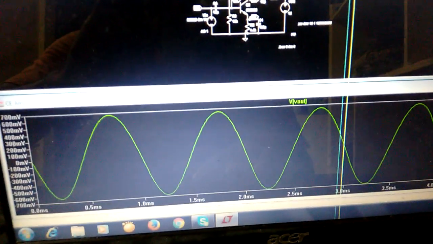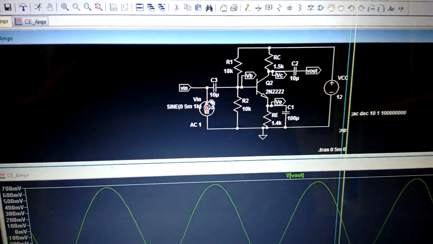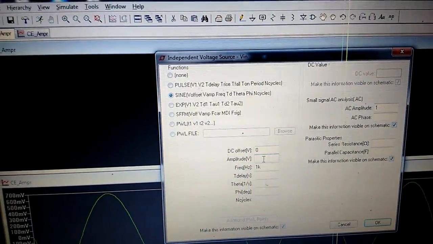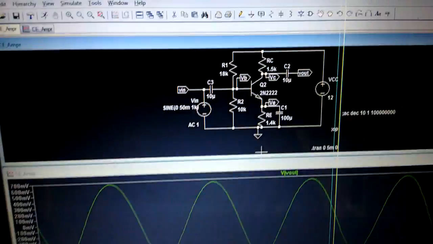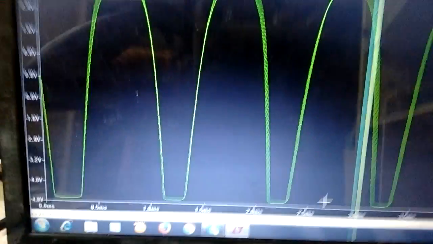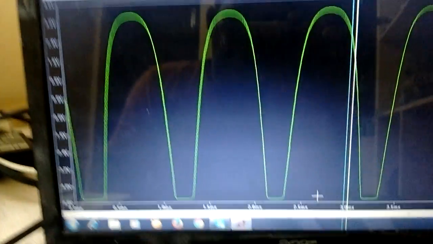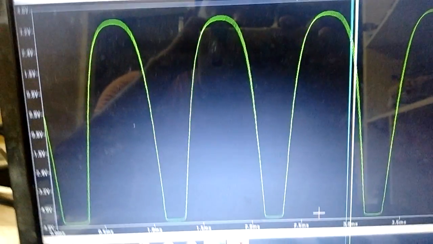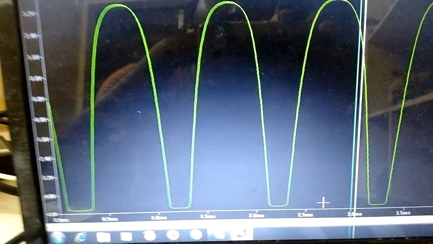Now what happens when you apply a large signal at the input? Previously we have taken 5 milli, if you increase it to, suppose, 50 millivolts, now we will see what will happen. If you run again, now see, this is what we are getting at the output: the negative cycle is clipping off. That means when the negative half cycle comes, the transistor is getting into cutoff mode. That's why the negative half cycle is clipping, right?